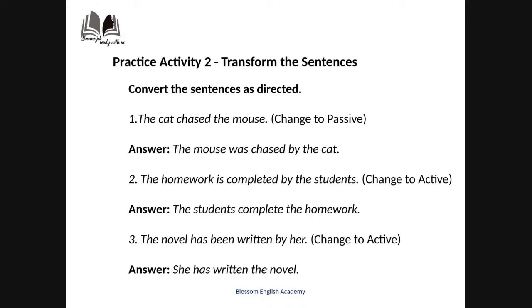Has been written is in present perfect, right? So when you convert present perfect passive into present perfect active, it becomes has written. Okay, so has written, and what has she written? The novel. So the novel becomes the subject in your active voice.